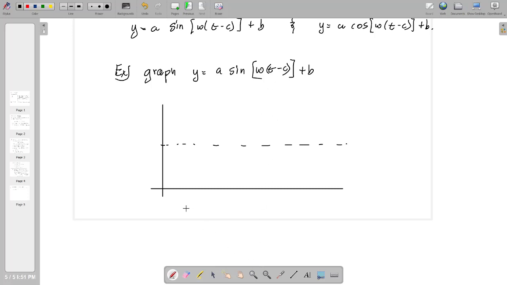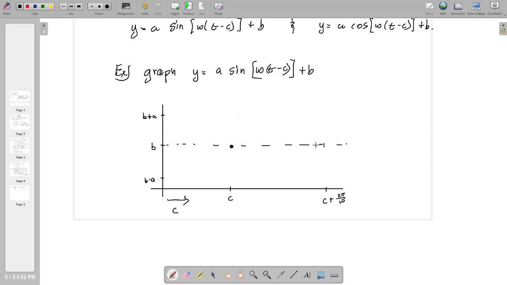If we're subtracting c, that means we're shifting this way c units. This would be c here, and this would be c plus 2 pi over omega, whatever the horizontal stretch or compress is. This is b, and then we would have b plus a here, and b minus a. Because remember, our amplitude is how far away we move from that axis that we oscillate over. So if we're oscillating over this axis, the highest point will be a units above that, and the lowest point will be a units below that axis.